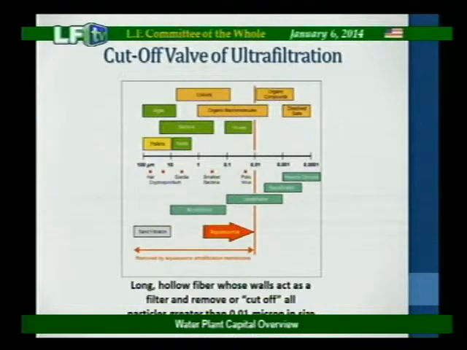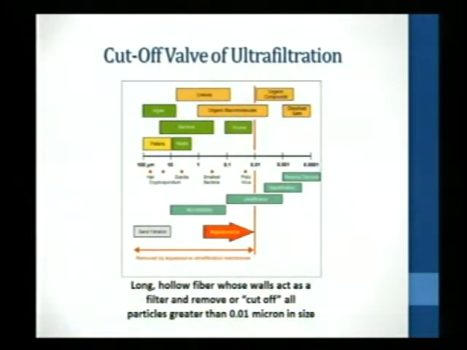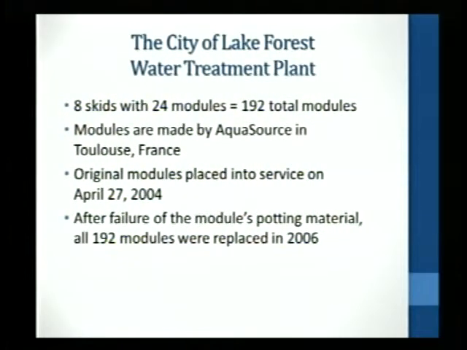The cutoff for ultrafiltration, we're asked many times, what things do the membranes remove? This chart shows that basically it will remove Giardia, Cryptosporidium, bacteria, viruses, everything to a 0.01 micron level. Anything past that, the membranes do not catch, but again, it catches a majority of bacteria and viruses in the water.